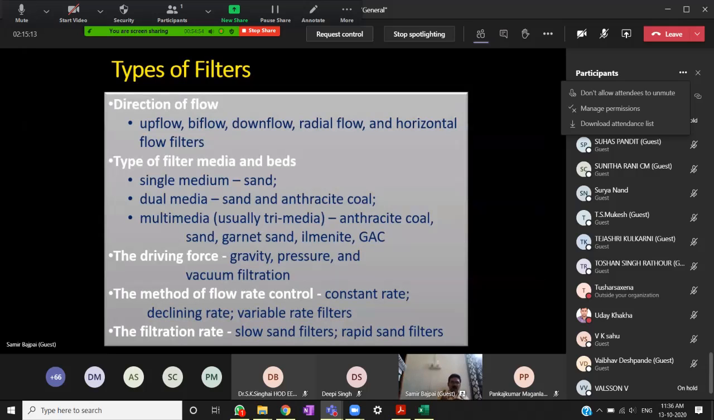And a lot of compressed air is sent, so that there is rubbing of this media with air bubbles, and all the attached impurities from this filter media are released and taken out of the tank, and the filter media is clean. So when we do backwash, and then we allow the water to flow through that clean bed, what will happen?